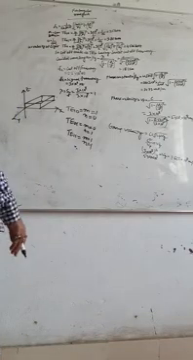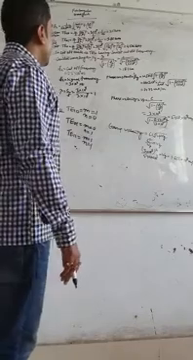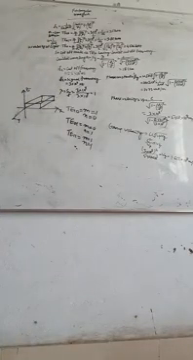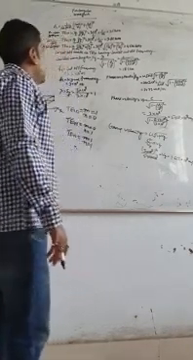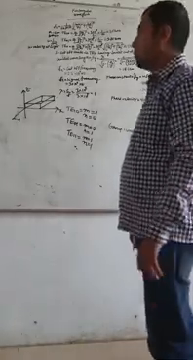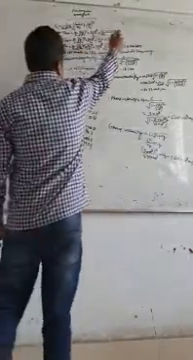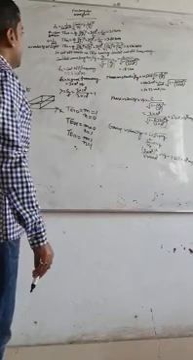Out of these three frequencies, which frequency value is lowest? It is TE10 mode. It is 2.5 gigahertz. So the cutoff mode is TE10 mode, having the lowest cutoff frequency.